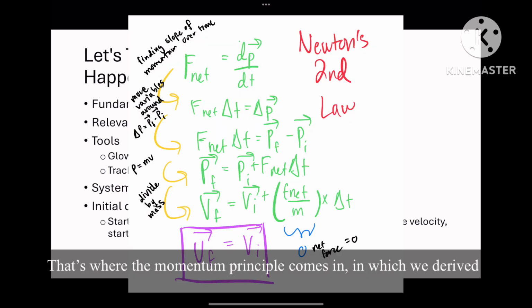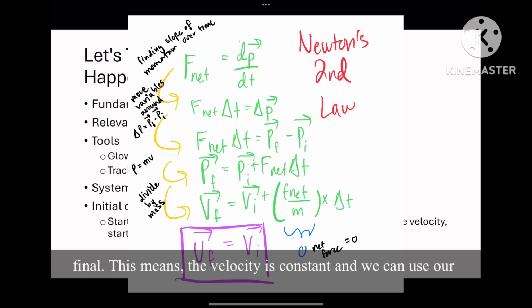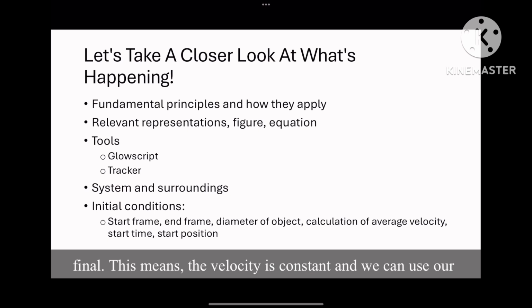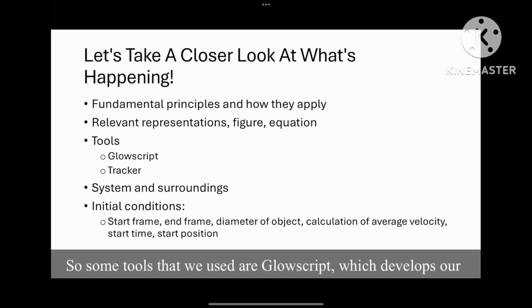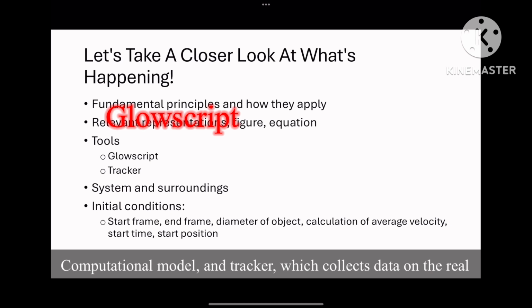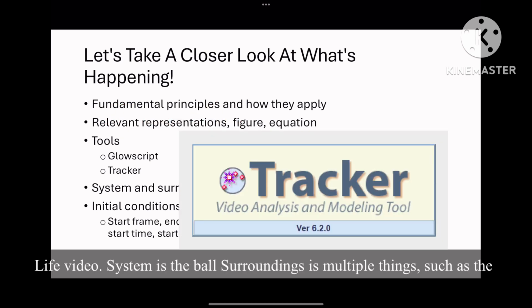That's where the momentum principle comes in, which we derive the formula from to understand that the initial velocity is the same as the final. This means that the velocity is constant, and we can use our calculated velocity for both the experiment and the computational model. So some tools that we used are GlowScript, which develops our computational model, and Tracker, which collects data on the motion of a real-life video.